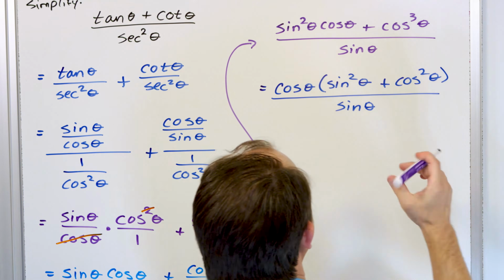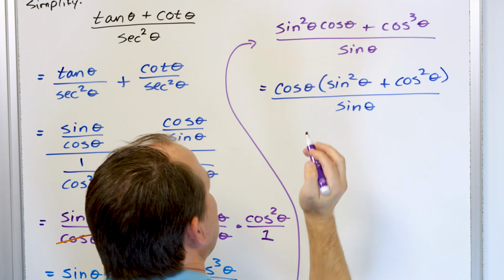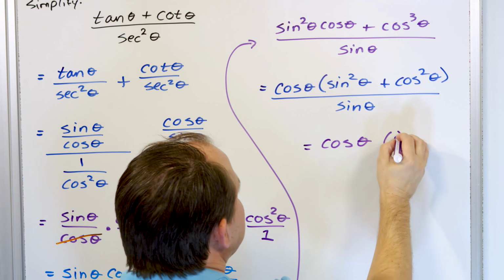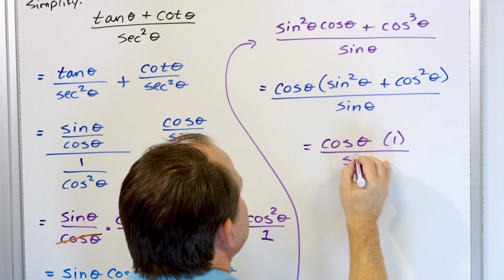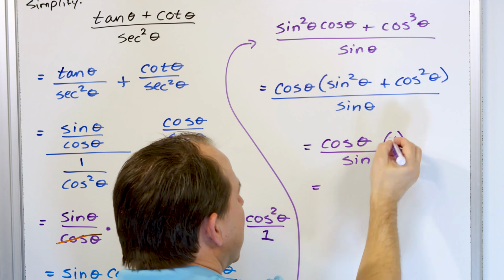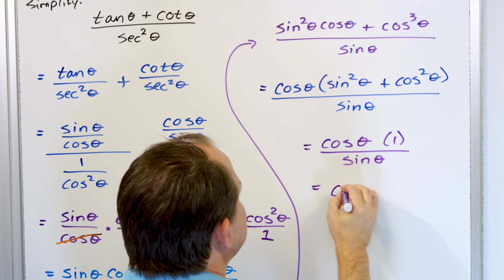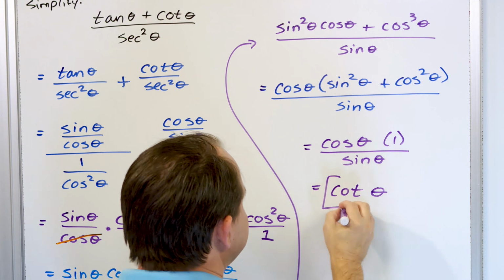So what we have then is this whole term just becomes 1, and all you're left with is cosine of theta times 1, technically, over the sine of theta. And the 1, of course, doesn't do anything. What is cosine divided by sine? That one is cotangent of theta. This is the final answer.